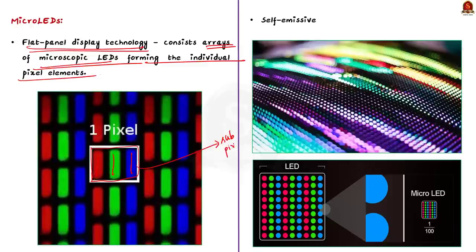So an array of microscopic LEDs forms an individual pixel element. Here, array represents collection of items, okay? So a collection of microscopic LEDs forms individual pixel element. As we saw, individual pixel element has three color filters, namely red, blue, and green subpixel. And this arrangement only forms the micro LED technology. Now, another specialty of micro LED is that they are self-emissive in nature. This means that every subpixel is a tiny light source that can be individually controlled.